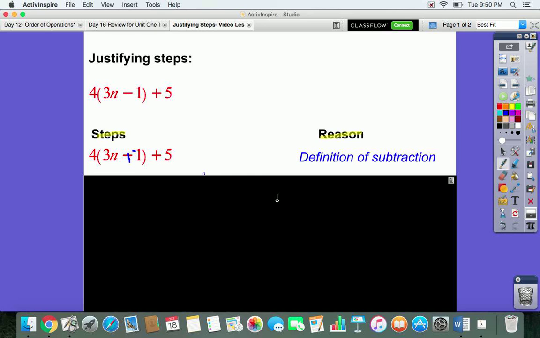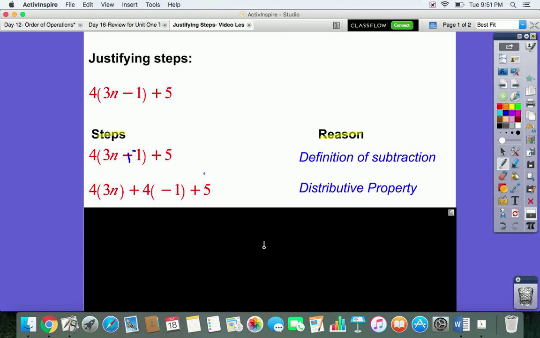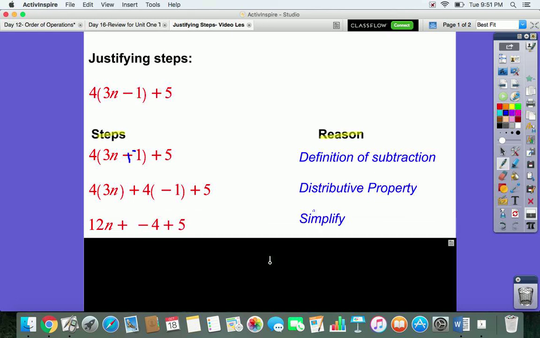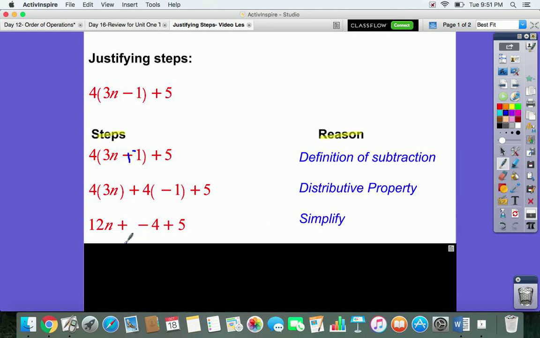My next line, I'm going to start simplifying by using the distributive property, and here's how I show that. 4 times 3n plus 4 times negative 1 plus 5. I'm not doing any simplifying yet, just showing that I am distributing. In my next step, I'm going to start doing that multiplication that you see there in that step. 4 times 3n gives me a value of 12n plus negative 4 plus 5.